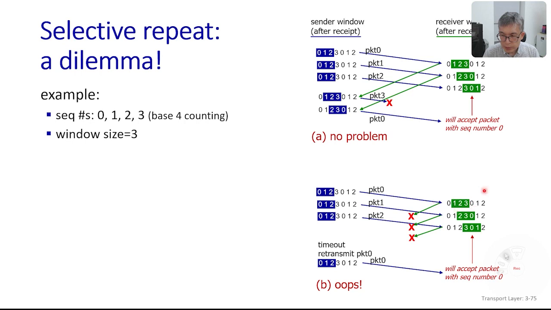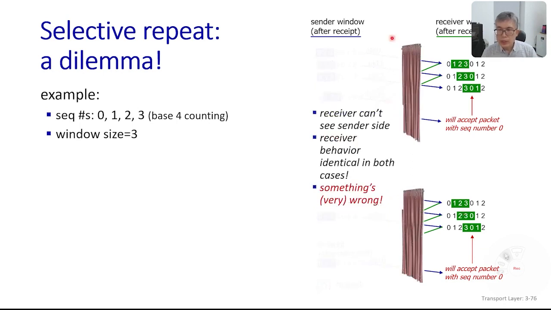But here the receiver receives 0, and the sliding window moves to the right, so 1, 2, 3 can be accepted. 1 is received, 2 is received, and then the receiver side window can accept 3, 0, 1. However, 3 acknowledgements are lost, and then timeout happens, and the previous packets 0, 1, 2 will be retransmitted. So this packet 0 is the previous one, not the new packet 0, right? So in that case, duplicate reception happens here, okay?